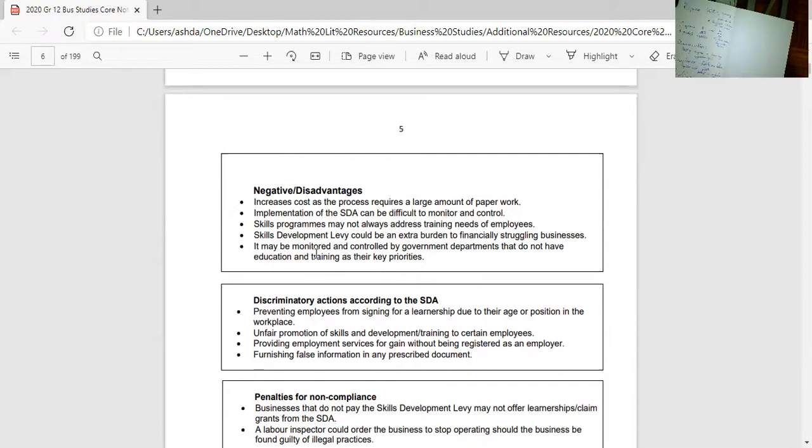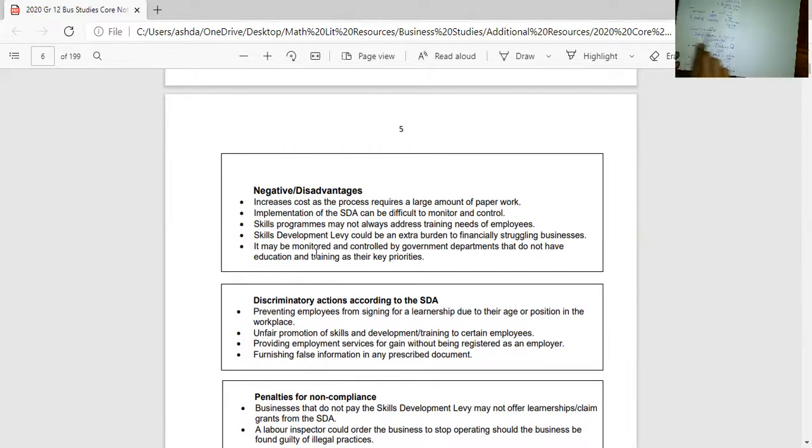So the purpose of the Skills Development Act is to improve productivity. It is to redress the imbalances of the past. When there's impact, it is positive and negative. So what is positive about the Skills Development Act? It is that the business can become globally competitive, and negative is that it can be very time consuming, setting up workshops, and also very expensive.